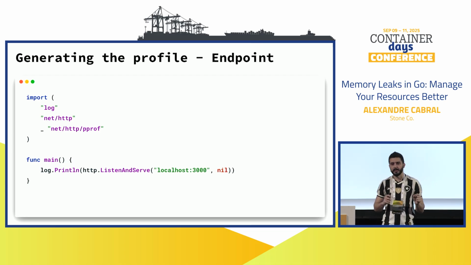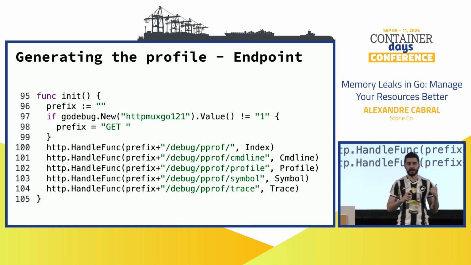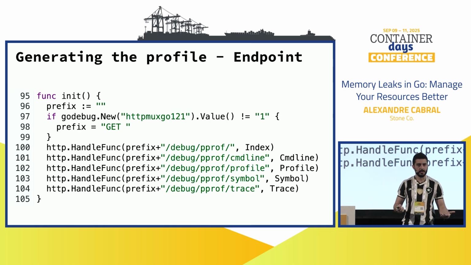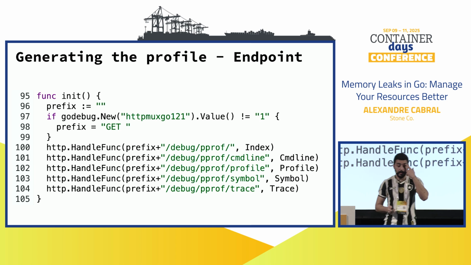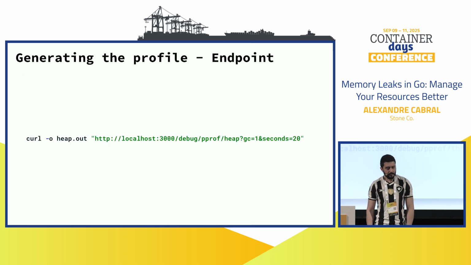And how does it work? It's a kind of magic at the end, because it has this init function. And in Golang, the init function will be called automatically. Any package that has an init function will make it run automatically, okay? And it just creates some handle functions, the handlers for our API. So at the end, we have some endpoints for running the profiles, okay? So heap, goroutine, profile, that's the CPU, mutexes, and other stuff.